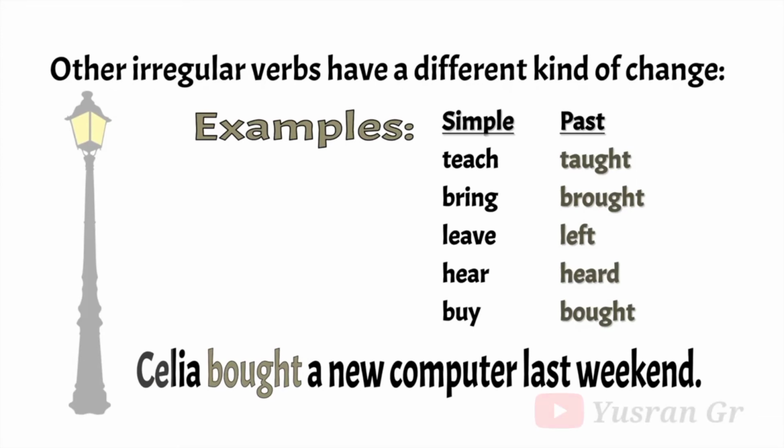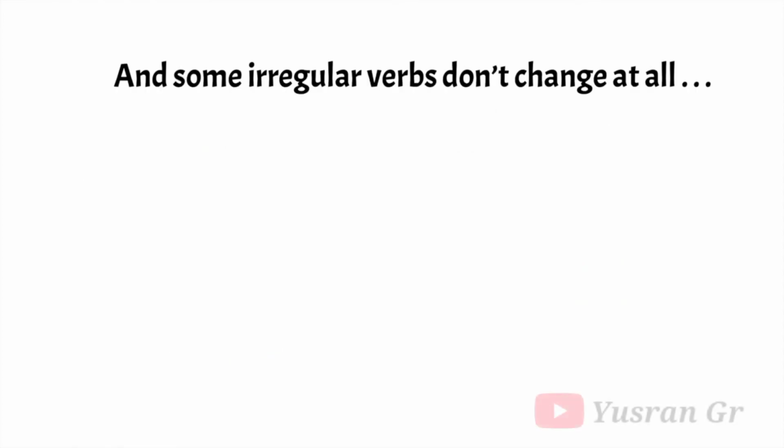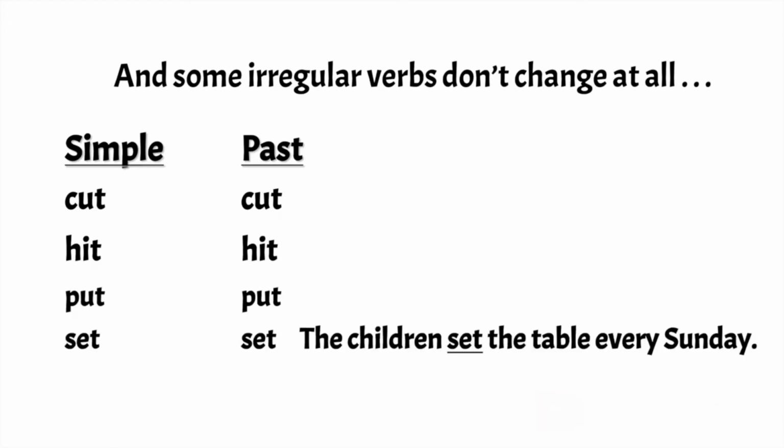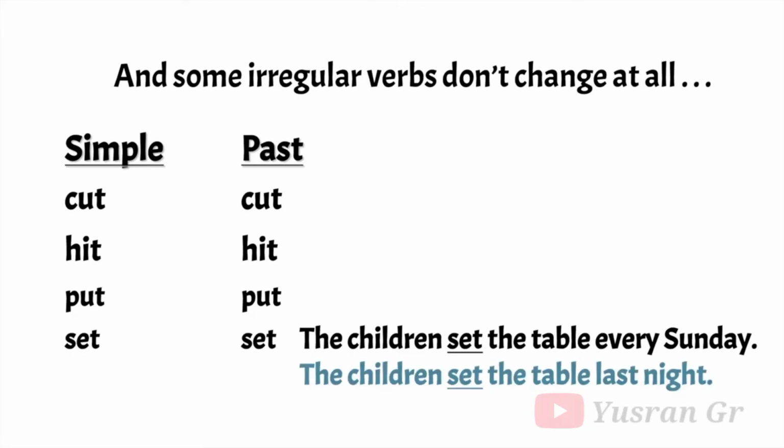For example, Celia bought a new computer last weekend. And some irregular verbs don't change at all. Cut, cut, hit, hit, put, put, set, set. Like in the example, the children set the table every Sunday.